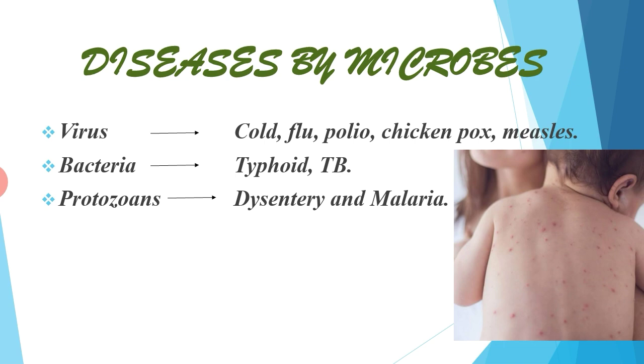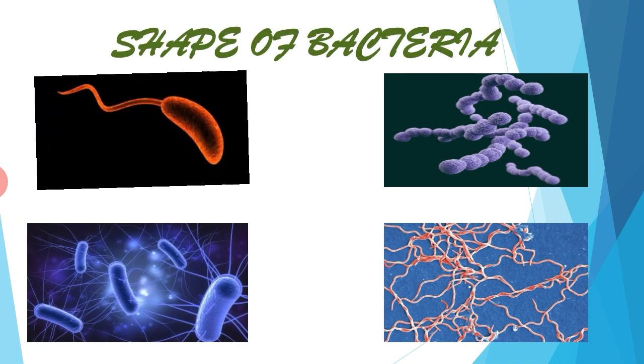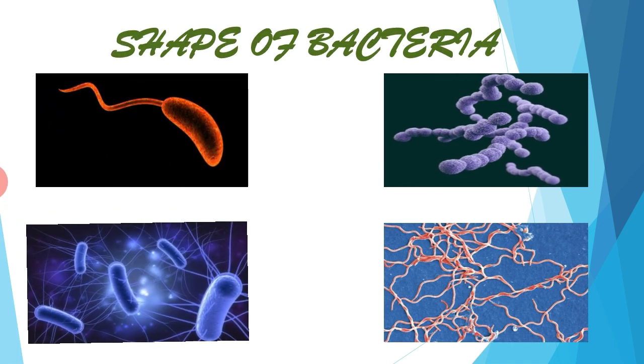Typhoid, TB. TB means tuberculosis, are caused by bacteria. Dysentery and malaria are caused by protozoans. Different shapes of bacteria are present in the environment. They are comma-shaped, spherical-shaped, rod-shaped, spiral-shaped. Comma-shaped, Vibrio cholerae. Spherical-shaped, Streptococcus. Rod-shaped, Salmonella. Spiral-shaped, Borrelia. These are the different shapes of bacteria.